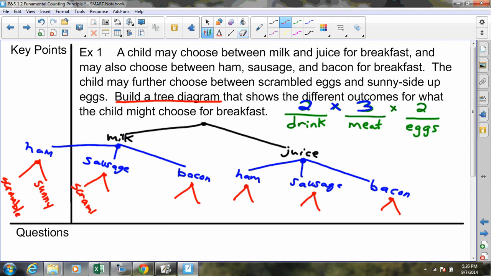Scrambled, or sunny side up. Scrambled, or sunny side up. Yeah, I realize this is getting a bit repetitive.